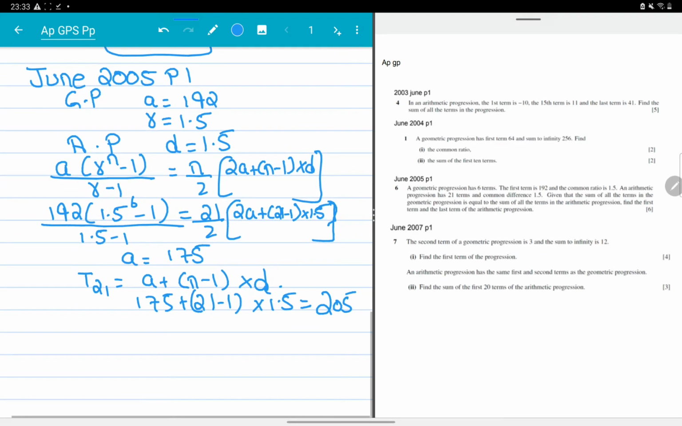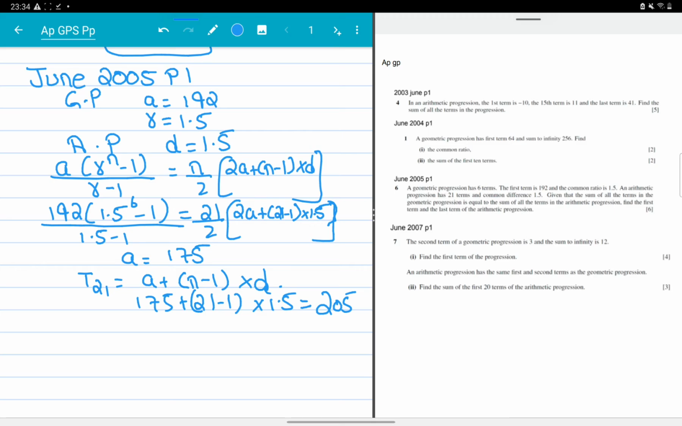So now let's review the question. In this question they have given you the first term of the GP and the common ratio. They have given you the difference of the AP, and they said that the sum of the GP is equal to the sum of the AP. So first of all, we substituted every value of the GP given in the question in the formula for the sum of the GP, and then we substituted every value of the AP given in the question in the formula for the sum of the AP, and we equate both of them. The sum of the GP equals the sum of the AP. By equating both equations, we find the value of a, which is our first term, 175, the first term of the AP.